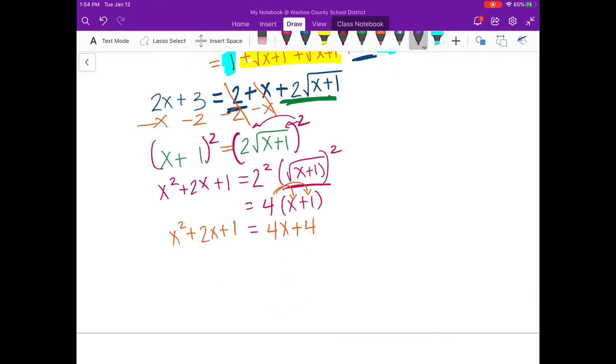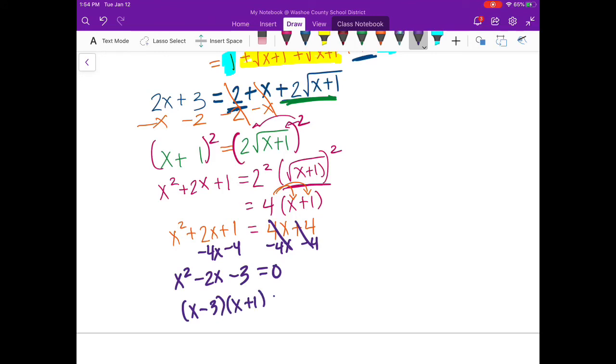So there's a lot of extra steps. I told you it would be fun. I'm going to move the 4x over so I can start isolating my terms and setting this equal to 0 so that I can factor. x squared minus 2x minus 3. Now, thankfully, I just have a quadratic that I can factor out. So this factors into x minus 3, x plus 1, set each factor equal to 0. I get two potential values, x equals positive 3 and x equals negative 1.